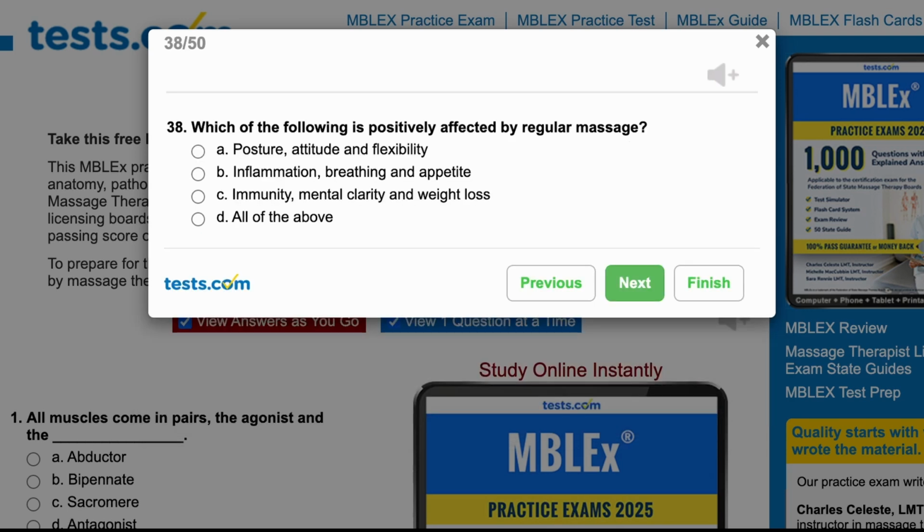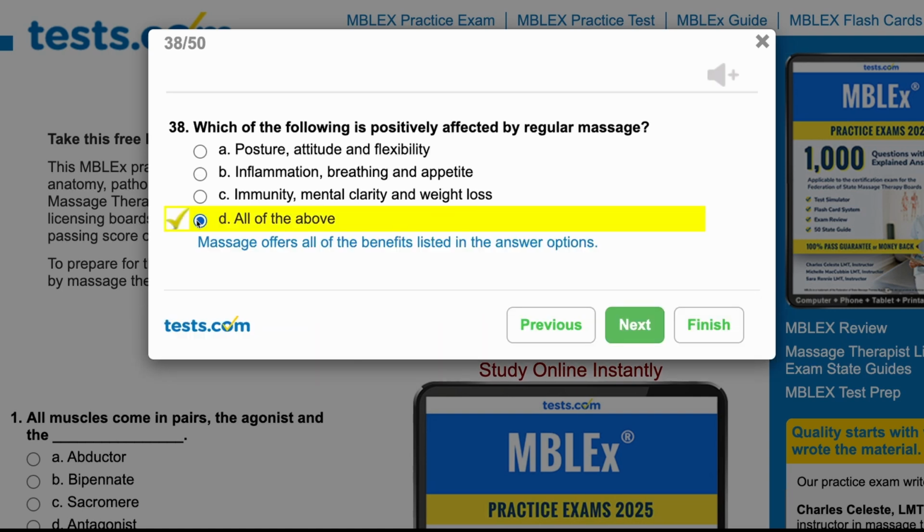Question 38. Which of the following is positively affected by regular massage? A. Posture, attitude, and flexibility. B. Inflammation, breathing, and appetite. C. Immunity, mental clarity, and weight loss. D. All of the above. D. All of the above. Massage offers all of the benefits listed in the answer options.